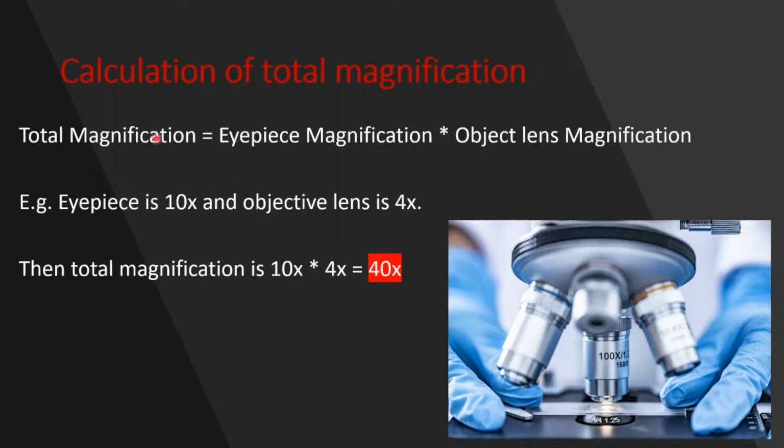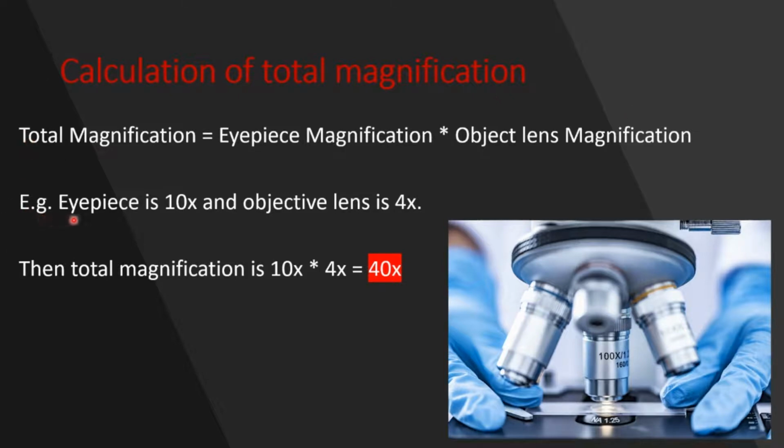So here we have some maths. This maths part of this section isn't too difficult. This part is talking about the calculation of total magnification, which is a relatively easy calculation. As you can see, this is the equation: the total magnification equals the eyepiece magnification times the objective lens magnification. If you remember this, you should be able to answer the questions using this calculation.